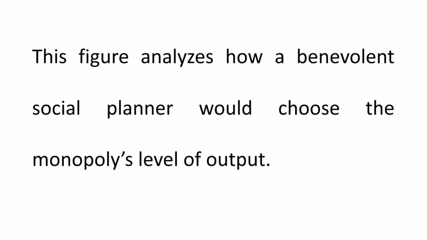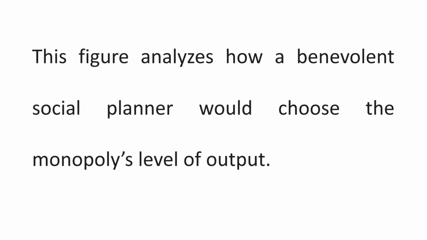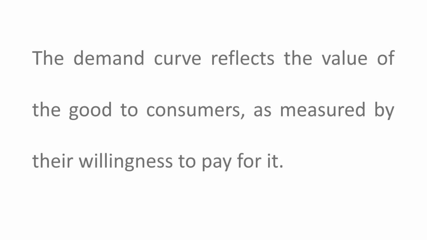This figure analyzes how a benevolent social planner would choose the monopoly level of output. The demand curve reflects the value of the good to consumer. Okay. तो ये फिगर आपको क्या बताती है? फिगर ये एनालाइज करती है कि कैसे एक बेनेवलेंट सोशल प्लानर जो है वो चूज करेगा मोनोपोली लेवल ऑफ आउटपुट. The demand curve reflects the value of the good to consumer as measured by their willingness to pay for it.